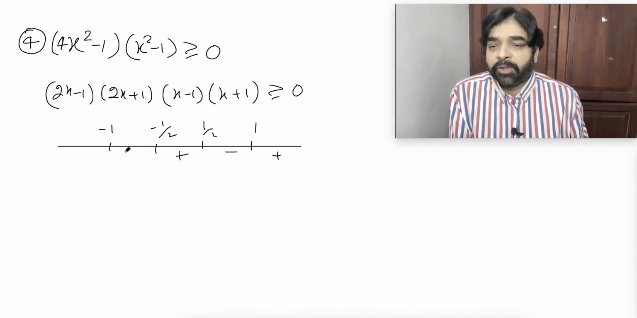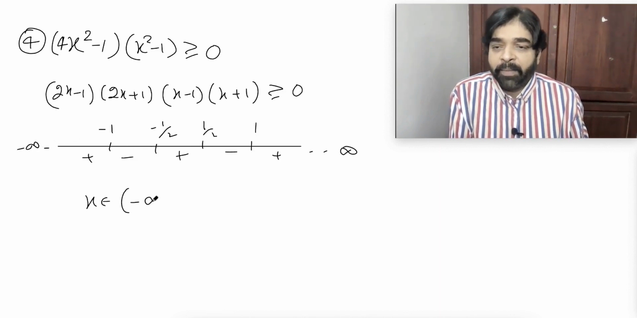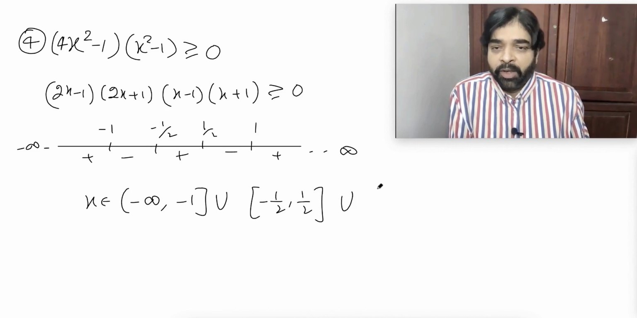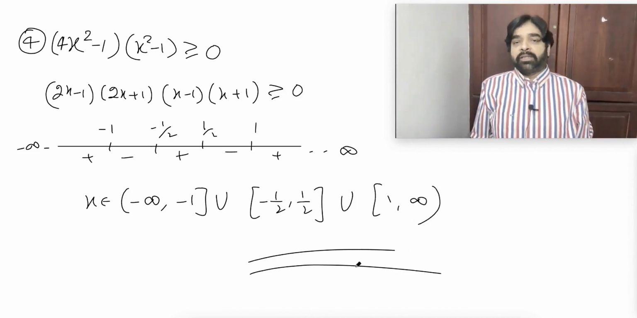Positive, negative, positive, negative, positive. This is the infinity, this is the minus infinity. So x element of open minus infinity to minus 1 close union minus 1 by 2 to 1 by 2 close union 1 close to infinity. This will be the answer.